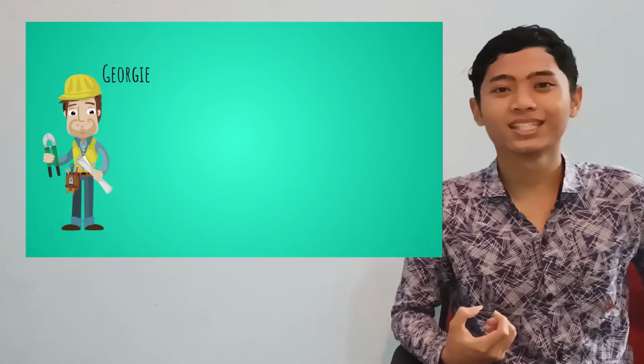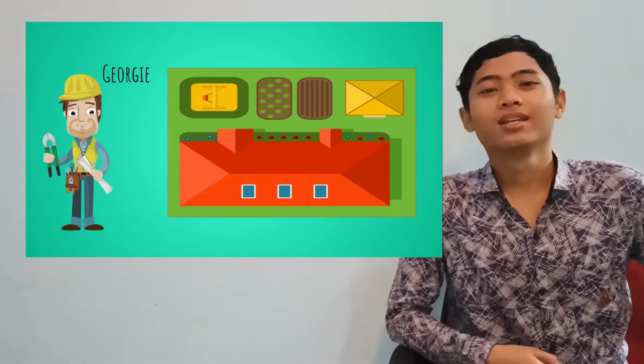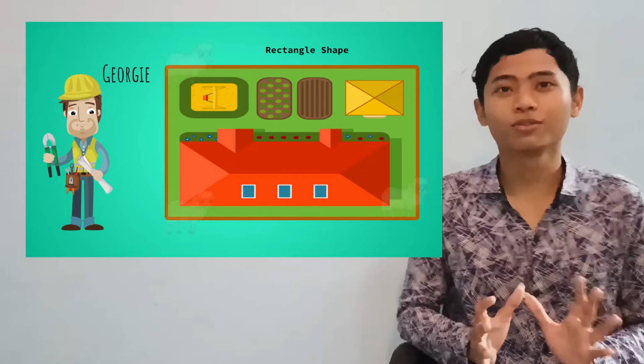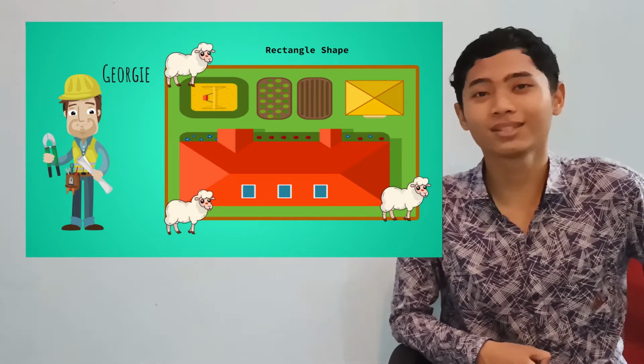In this video, we're going to learn about rectangle. To understand more about rectangle, let's take a look at this story. Once in the morning, there is a man named Goergie. He owned a house on Mankato Street, Mississippi. He will build a fence to protect his rectangular house from sheep entering his yard.